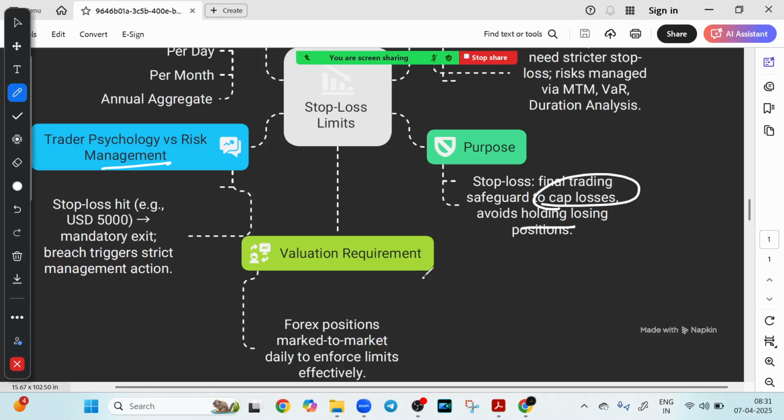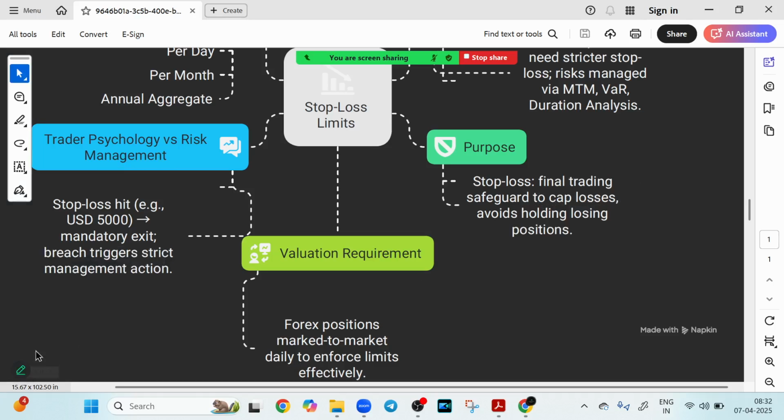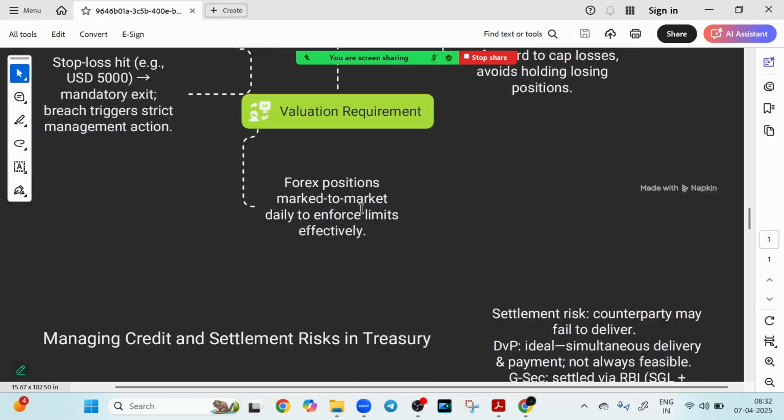And if you look at the valuation requirement, lastly, for a stop loss to work, positions must be marked to market daily. This is very, very important. Only then can the limit be accurately enforced in real time. So to remember, a stop loss is not about avoiding risk. It's about managing it smartly. It's not a trading tool. Rather, it is a discipline enforcer, a risk barrier, and your profit protector. Remember this. These are the keywords regarding the stop loss limit. You need not remember anything extra other than this.